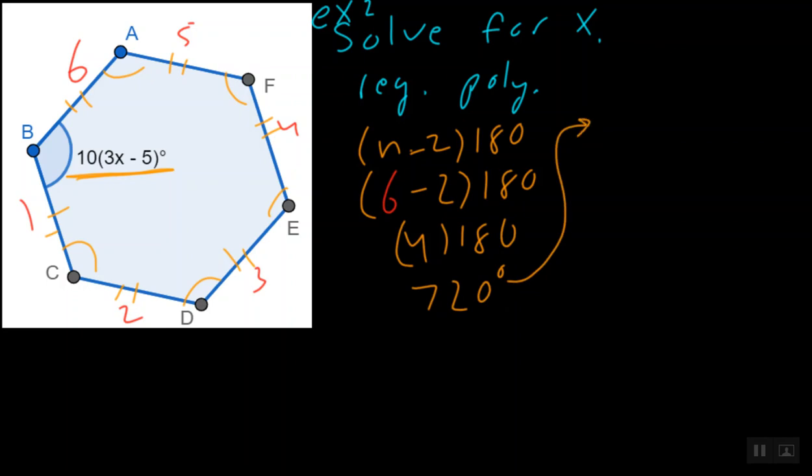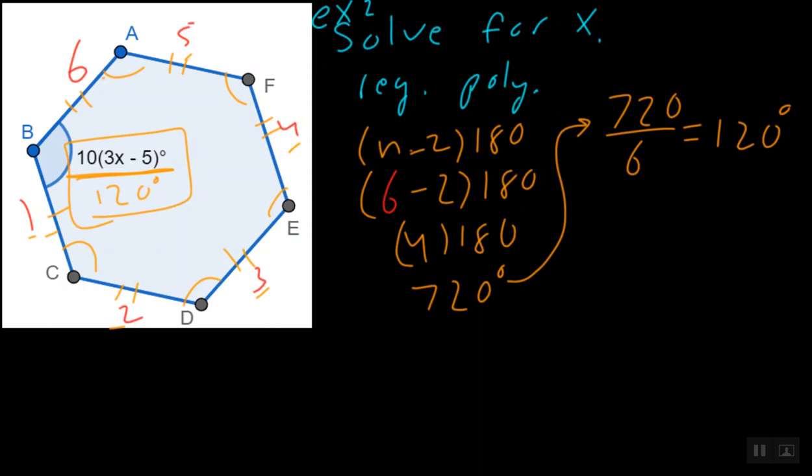Now remember, each one of these angles is not 720. We have to do 720 divided by the total number of angles, which was 1, 2, 3, 4, 5, 6. And 720 divided by 6 will give us 120. Now, why is that important? That's telling us that this whole angle is 120 degrees. And we can now set up our formula.